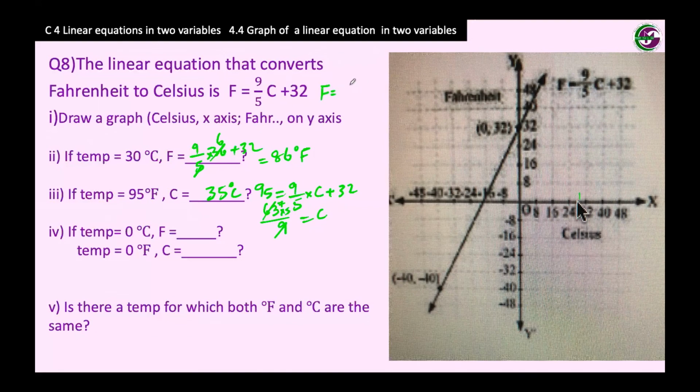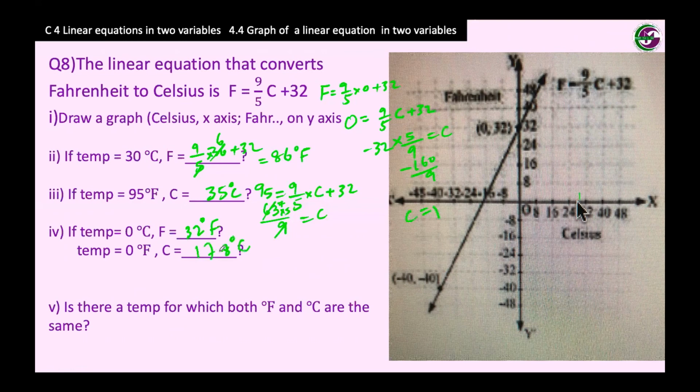Now, if the temperature is 0 degrees Celsius, this will be 0. So F is equal to 9 by 5 times 0 plus 32. It will be 32 degree. And what will happen if F is 0? 0 is equal to 9 by 5 C plus 32. So 32 will be on the other side. Multiply by 5 will be in the numerator and 9 will be in the denominator. So 32 times 5 is 160 divided by 9. That's your answer. You can keep it as it is or you can divide it. So you will get the answer 17.8 approximately.